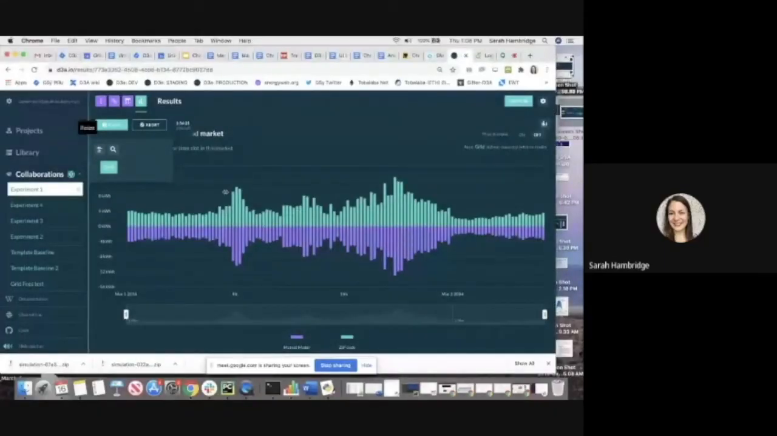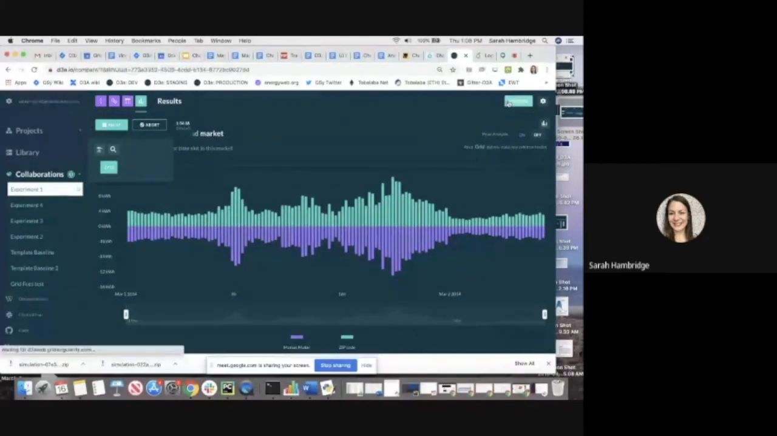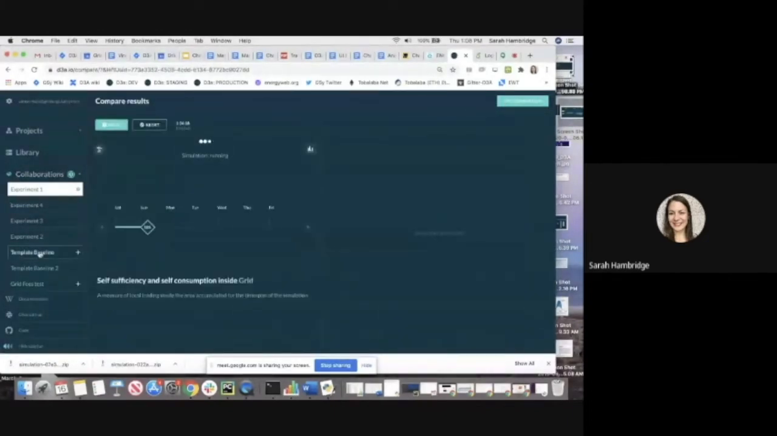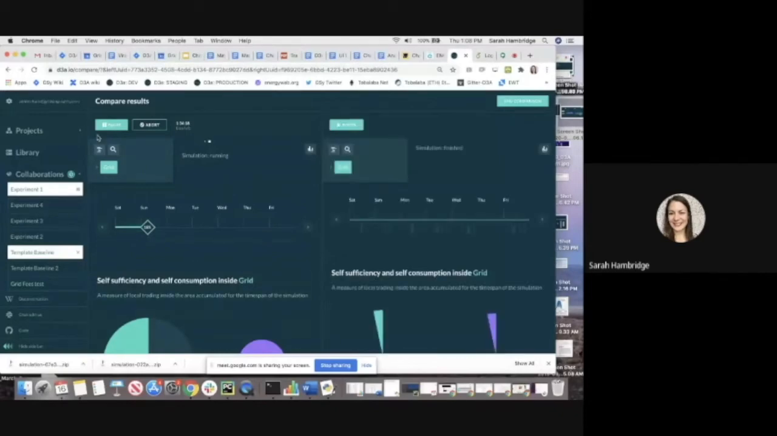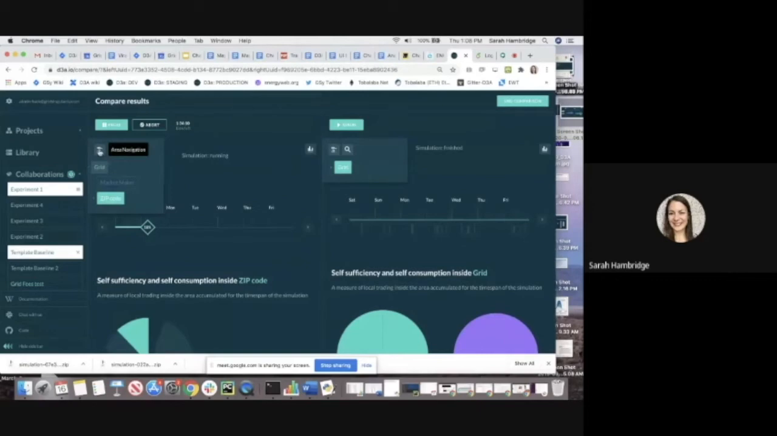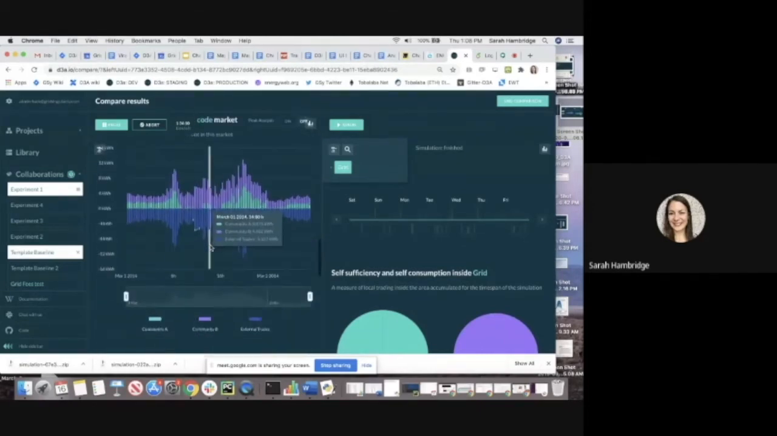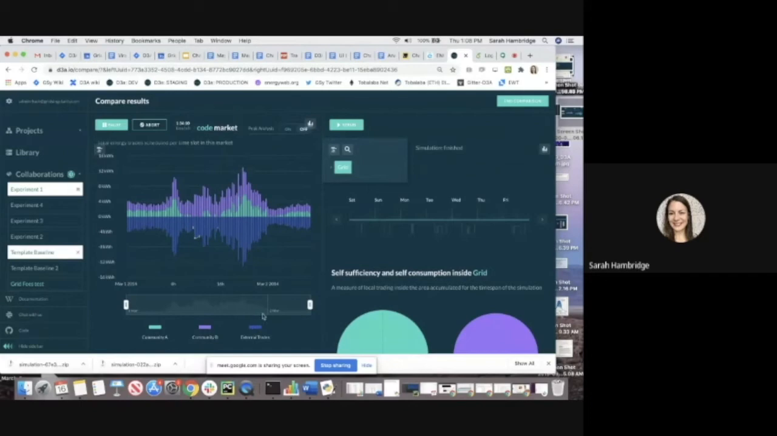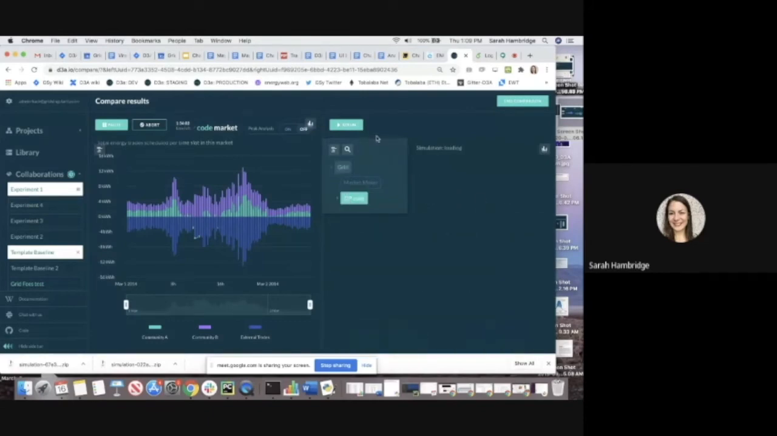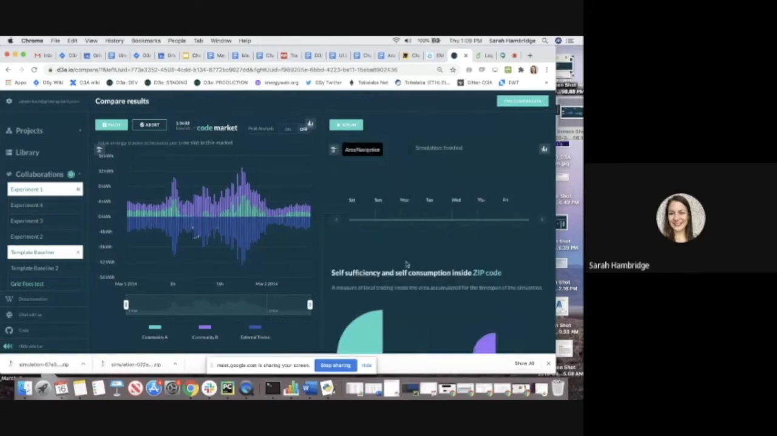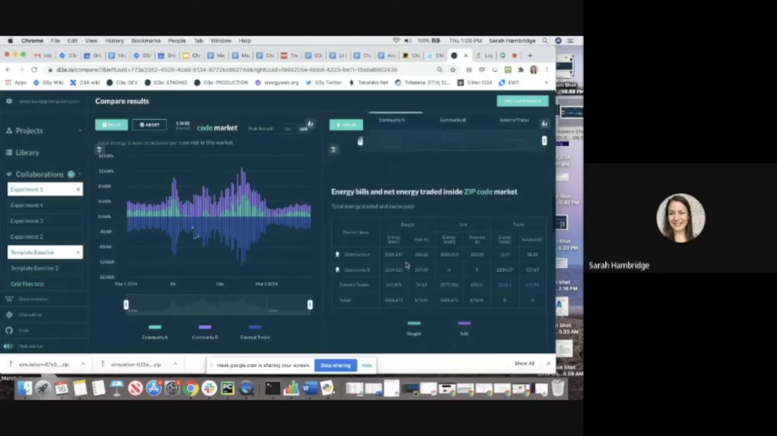Okay, so here we have experiment one, and then I'm comparing it to the template baseline. What I was looking at so far was the zip code market, because this is where we see community A, B, and the external trades. And the one on the right is the template strategies.